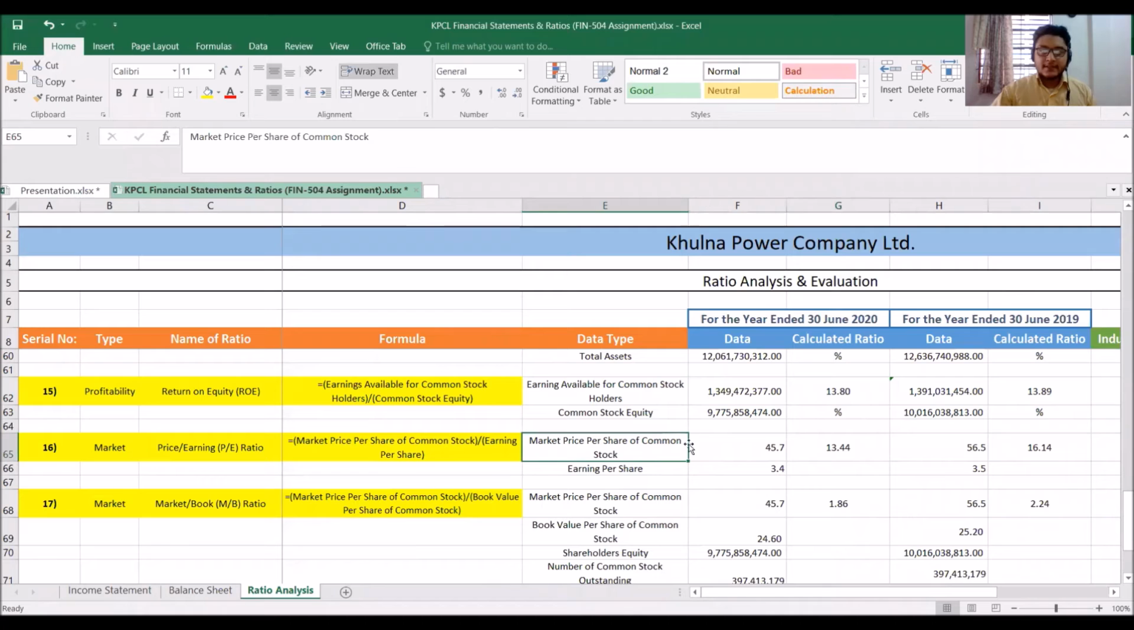Okay, these are the data needed to calculate the ratio: market price per share of common stock divided by earnings per share. After using the formula, I found the calculated value of the ratio to be 13.44 for the year 2020. And for the year 2019, the ratio is 16.14. Okay, let me switch to the presentation again.